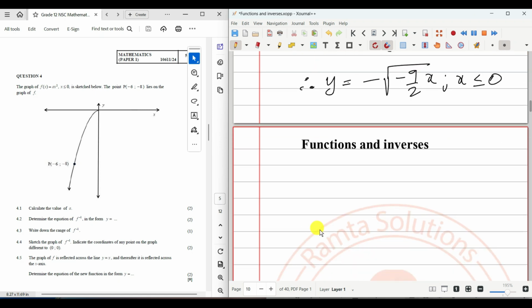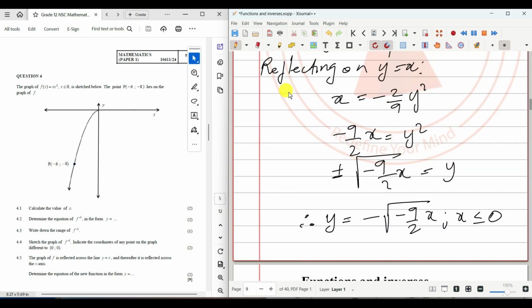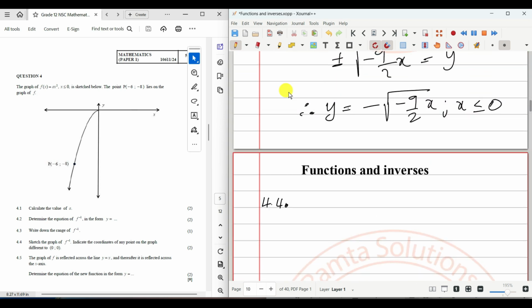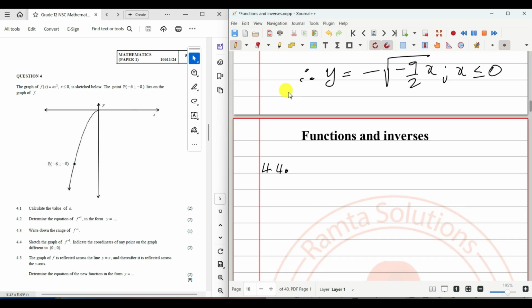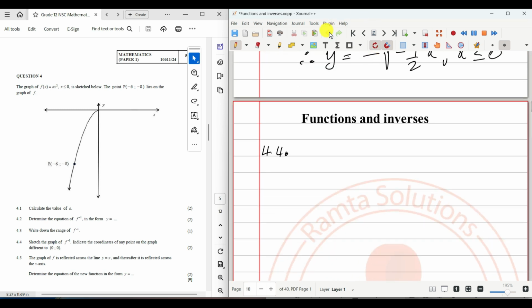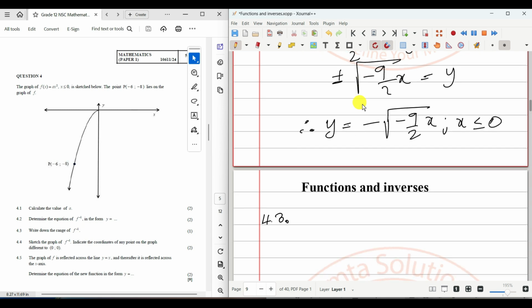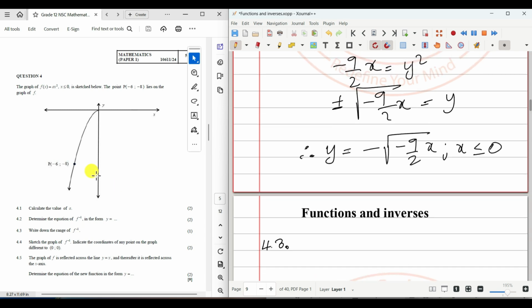Now, let's see 4.4. Oh, 4.3. Write down the range of the inverse. The range of the inverse, as you can see, what is the domain of the original?